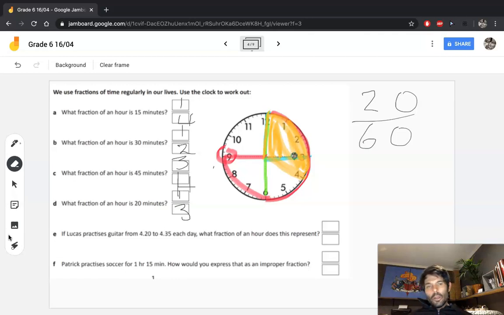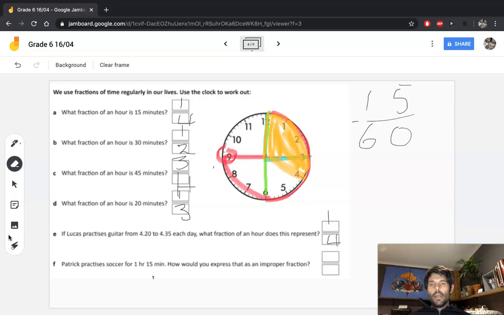Okay, E asks us a little higher order question. If Lucas practices guitar from 20 past 4 until 25 to 5 each day, so that's 15 minutes. What fraction of an hour does this represent? So I know that there's 15 minutes from 4:20 to 4:35. So there it is there over my original 60 minutes. And we've already worked out that 15 minutes is a quarter of an hour. So that would be 1/4.